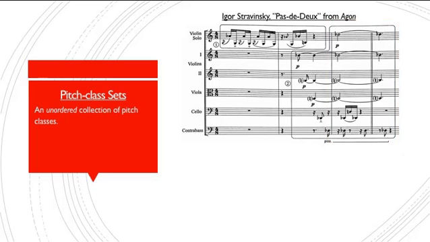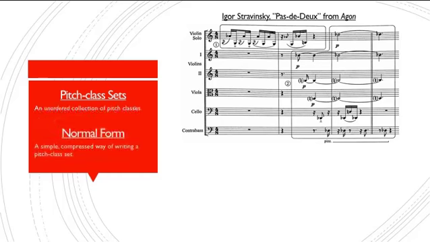Here, we have two pitch class sets to identify. We will put these sets in what is called normal form, or a simple, compressed way of writing a pitch class set. The first set here, in normal form, is 7, 8, 10, 11. And the second set is 10, 11, 1, 2.